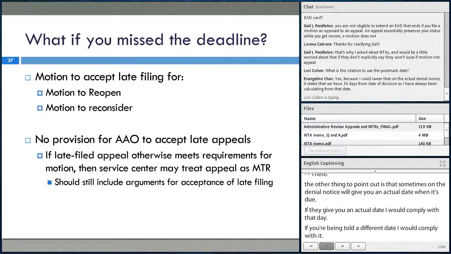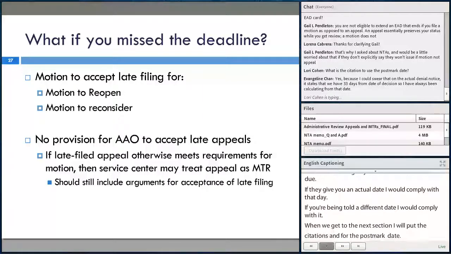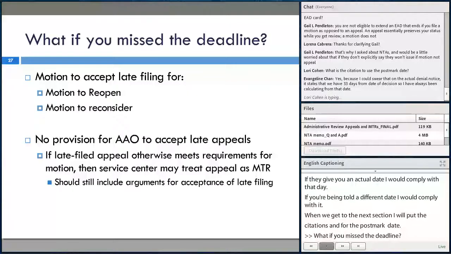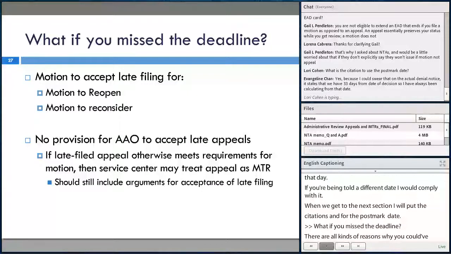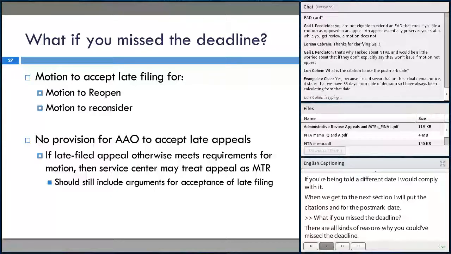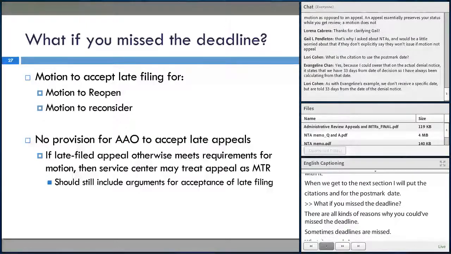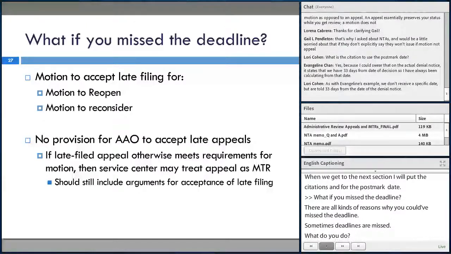All right. Now, what if you miss the deadline? There are all kinds of reasons why you could have missed the deadline. We'll be talking about fee waiver issues just in a couple moments. But sometimes deadlines are missed, and so what do you do? If you're filing a motion, you can file a separate motion called a motion to accept late filing, to accompany your motion to reopen or your motion to reconsider.